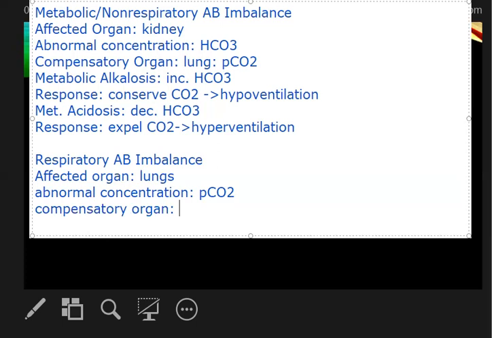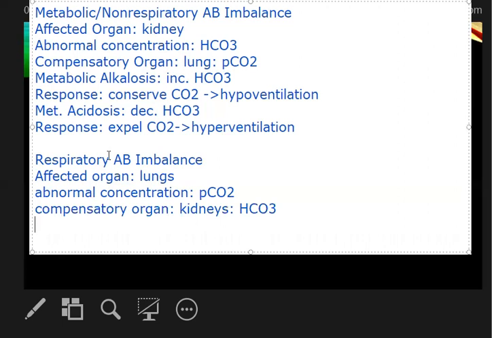So the compensatory organ in the case of a respiratory acid-base imbalance would be your kidneys. The kidneys will compensate for the presence of a respiratory acid-base imbalance by modifying the concentration of your bicarbonates. So what are the different imbalances under respiratory?